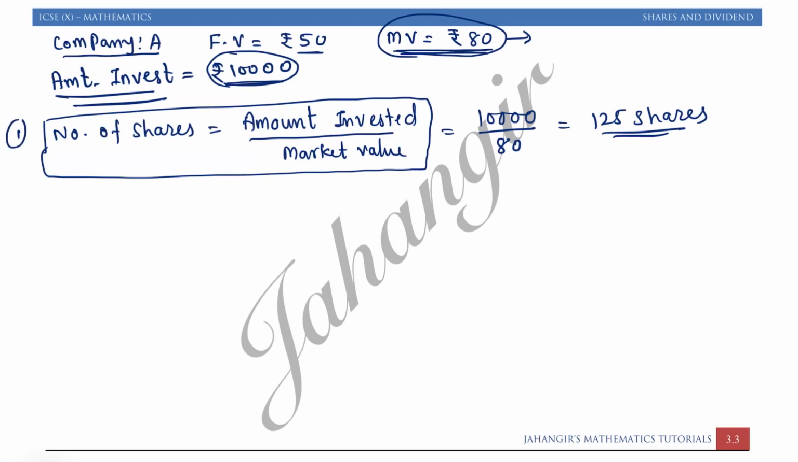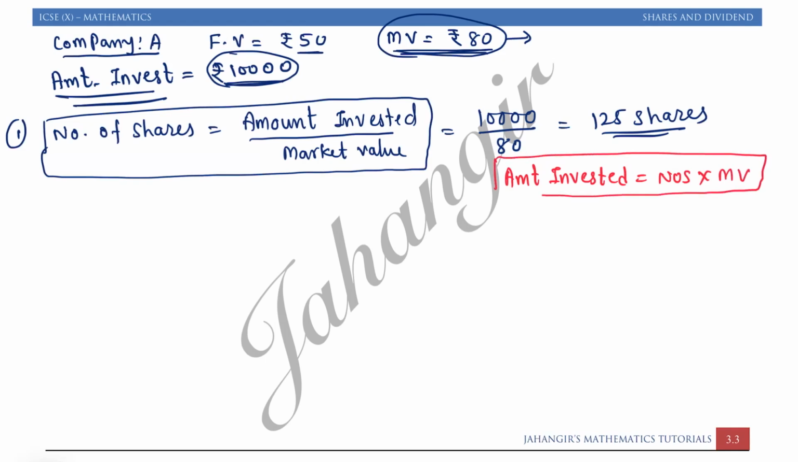The first formula becomes, we are just deriving the formula, amount invested is equal to number of shares into market value. This is my first formula which we can use in the sums. So now you have bought 125 shares.